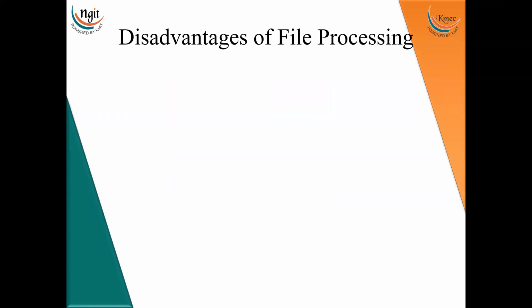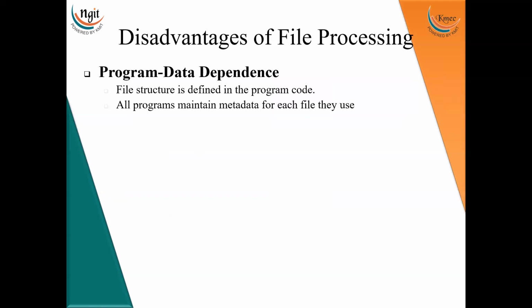When we deal with this kind of file processing system, we encounter various types of drawbacks. These are listed as follows. The disadvantages, drawbacks or limitations of the file processing system are as follows. First is program data dependence. The file structure is defined in the program code, and all the programs maintain metadata for each file which they use.